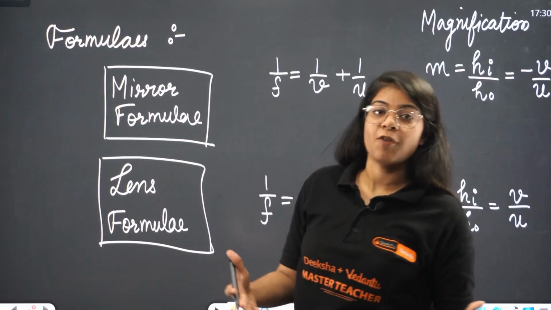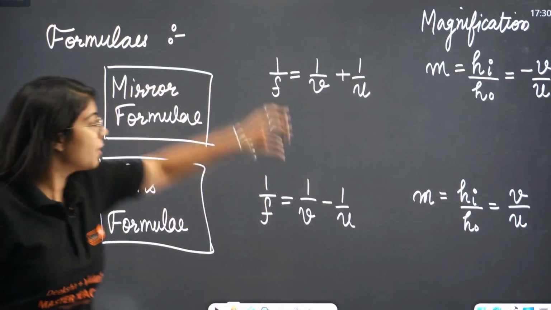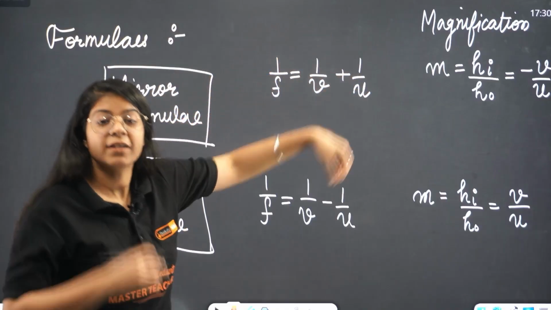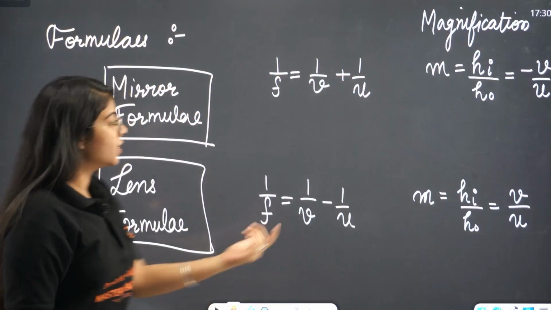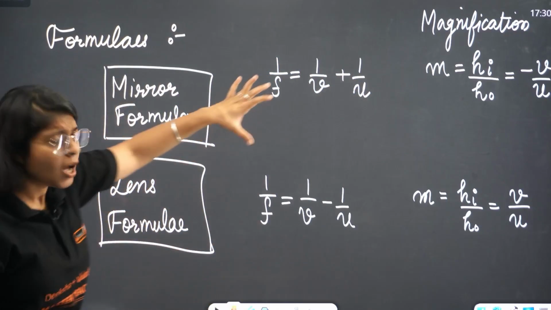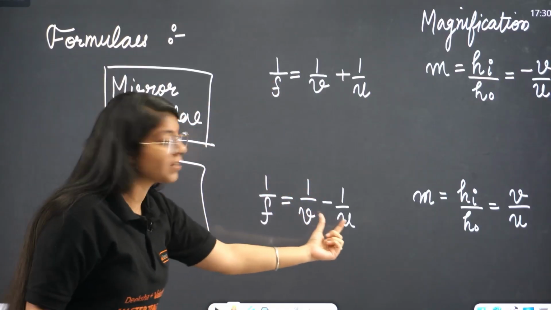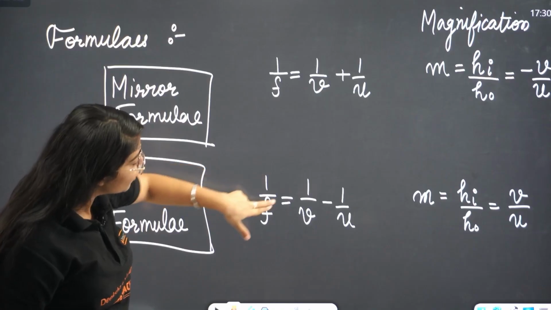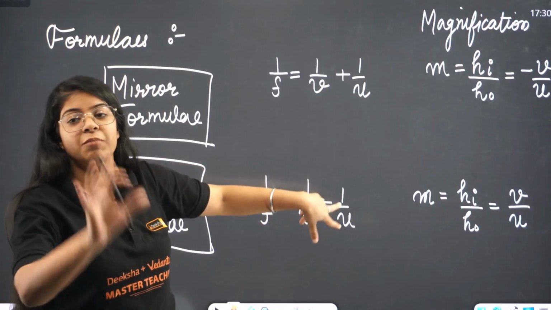First is your mirror formula. Simple, very basic. 1/f, that is your focal length, is equal to 1/v plus 1/u. That is your image distance and object distance. Again, lens formula, almost the same, just the difference of a sign. Here it was 1/v plus 1/u. Here it is 1/f equals 1/v minus 1/u.